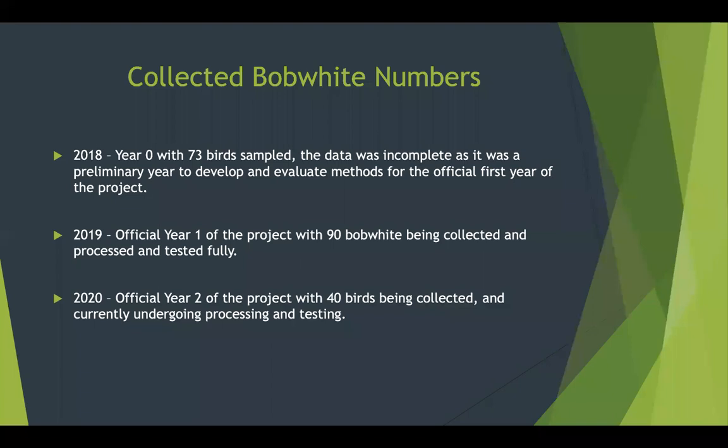Just a little brief overview of the number of birds collected from the years. In 2018 is our year 0, so our preliminary year, only 73 birds were collected. The data itself is incomplete as we were still developing and evaluating methods in preparation for the first official year of the project. 2019 is year 1 of the project with only 90 birds being collected, processed, and fully tested. So this presentation will be over data from that year. 2020 was the official year 2 of the project with 40 birds being collected, and they're currently undergoing processing and testing.